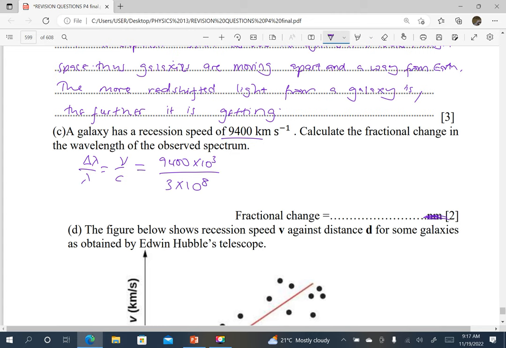So I check my calculator. 9,400 exponent 3 divided by 3 exponent 8. So the fractional change is 0.031. I'm saying a fractional change cannot have a unit, so we cannot have nanometers there. That is just a typing error. The fractional change is 0.031.